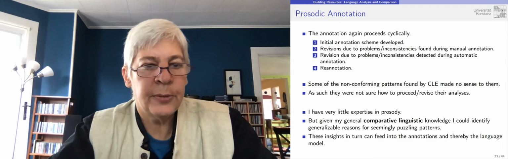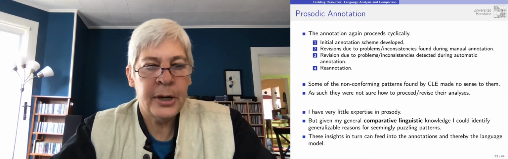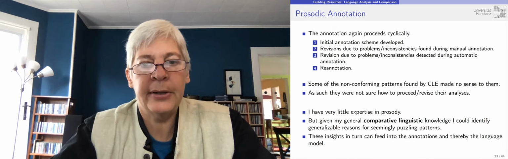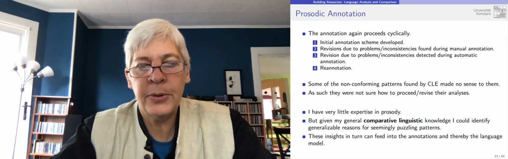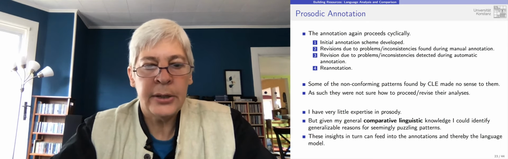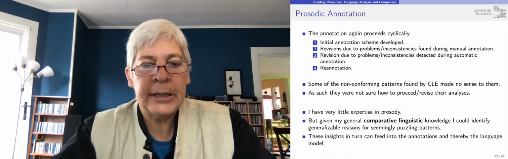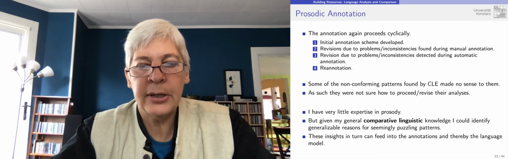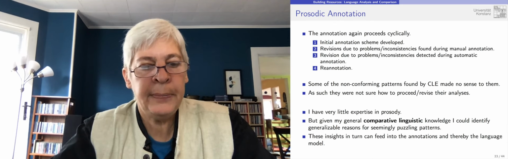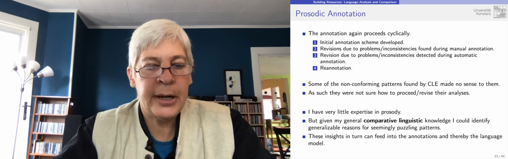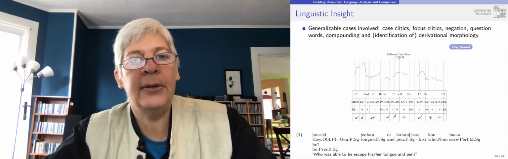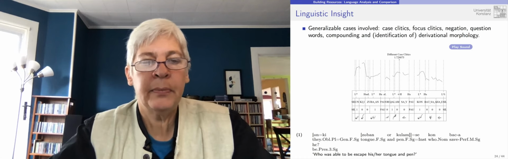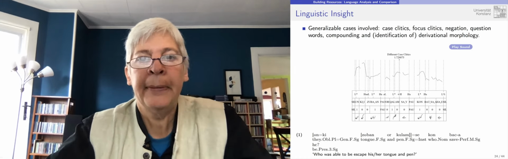And what was interesting for me as part of this process is that some of the non-conforming patterns that the CLE team found made absolutely no sense to them. So they weren't sure what they were supposed to do about these. So how were they supposed to revise their analyses? Now I have very little expertise in prosody, but given my general comparative linguistic knowledge, I could actually look at it very quickly and find some generalizable reasons for seemingly puzzling patterns. And that could then feed into the annotation scheme and be redone. So that's actually what we're doing right now.